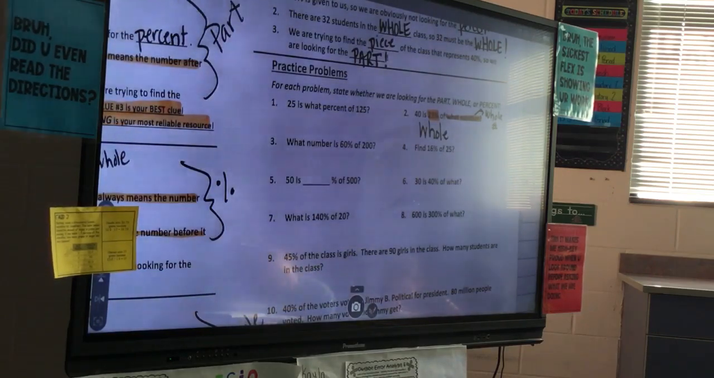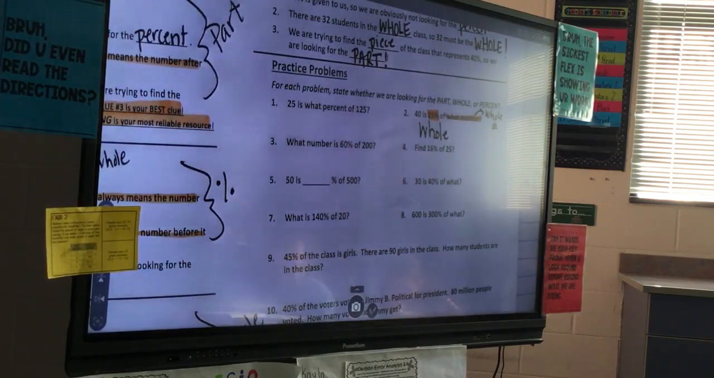Again, highlight the words that are telling you if it's the part, the whole, or the percent. I'm not helping you with any of them. If you're not sure, just skip up here to the next one. You're doing all of them, 1 through 11, even those 2 word problems down there. You're identifying the part, the whole, or the percent.